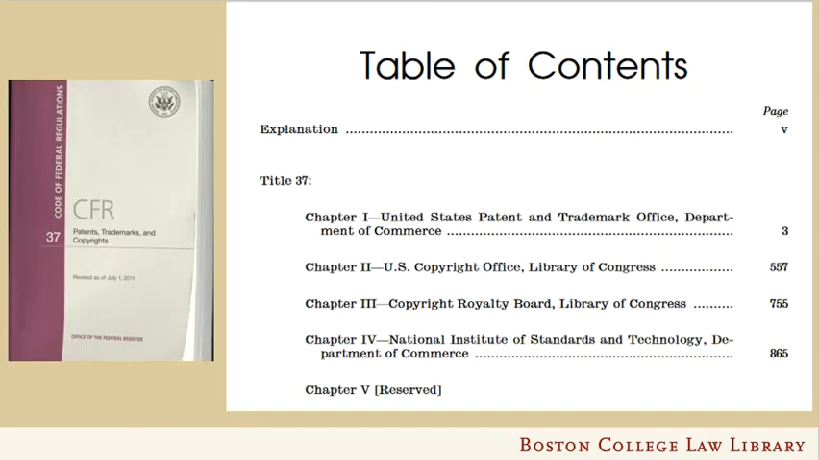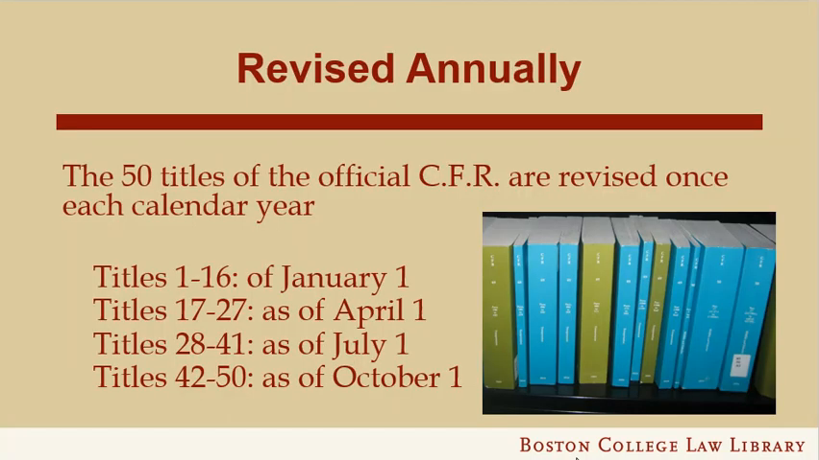Title 37 of the CFR, Patents, Trademarks, and Copyrights, is divided into 4 chapters, each of which contains the regulations from a different agency dealing with intellectual property issues. The CFR is revised annually on a quarterly rotating basis, which is why the official CFR volumes are printed as paperback books in a different color each year. Titles 1 through 16 are revised as of January 1 each year, while titles 28 to 41 are revised as of July 1st each year.